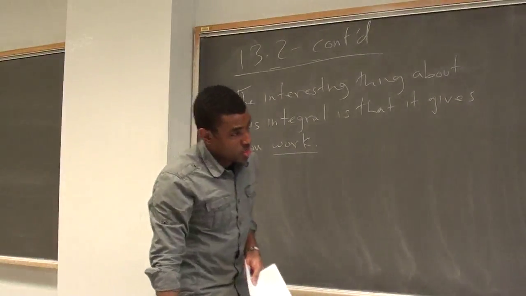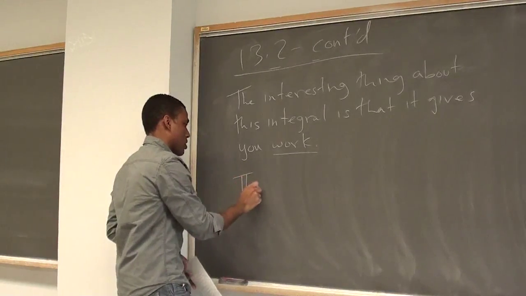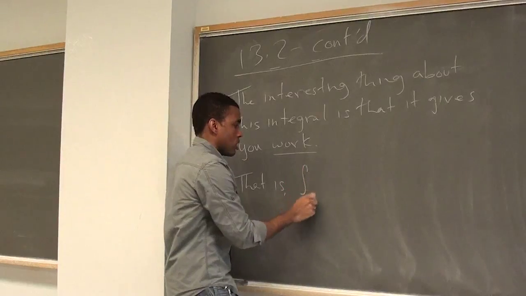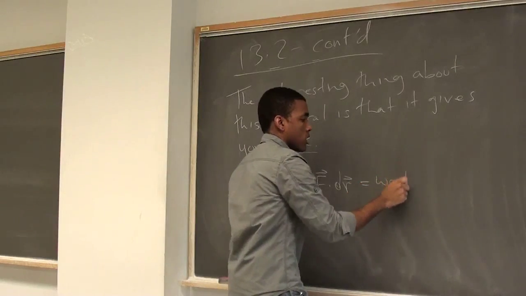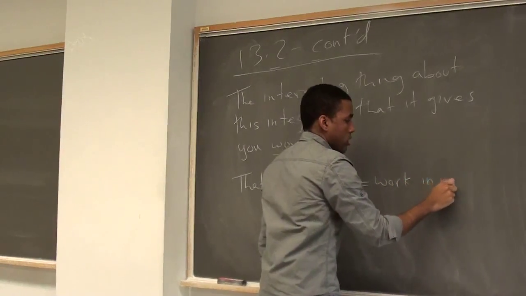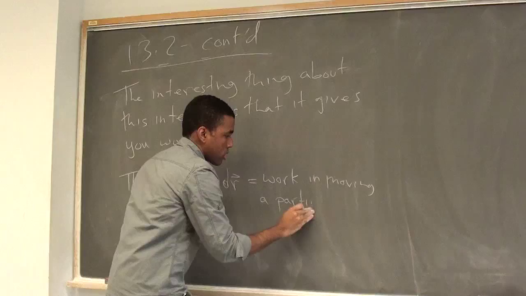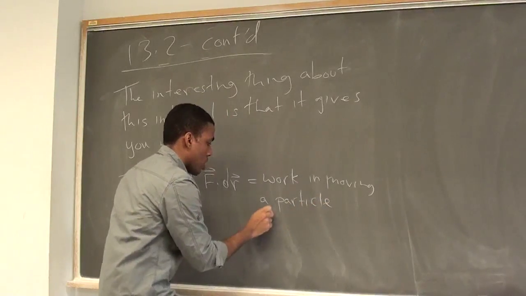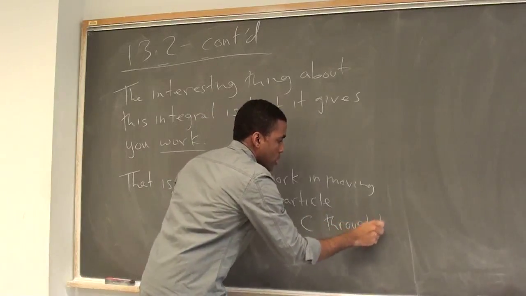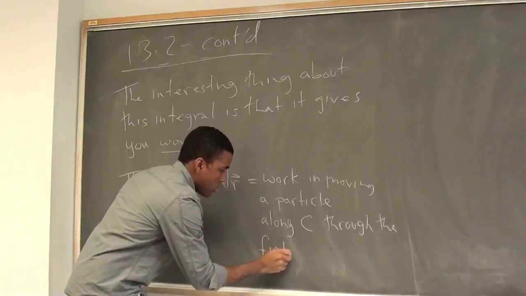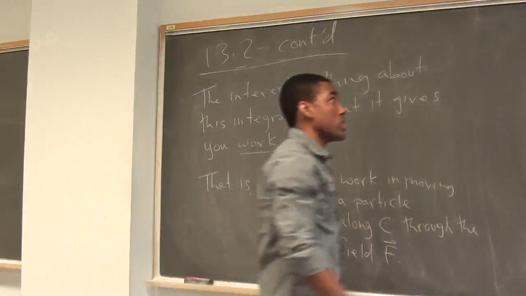The interesting thing about this integral is that it gives you work in the physics sense, right? That is, the integral along C of F dot dr equals the work in moving a particle or object along C through the field F. So the interpretation of this integral is work.